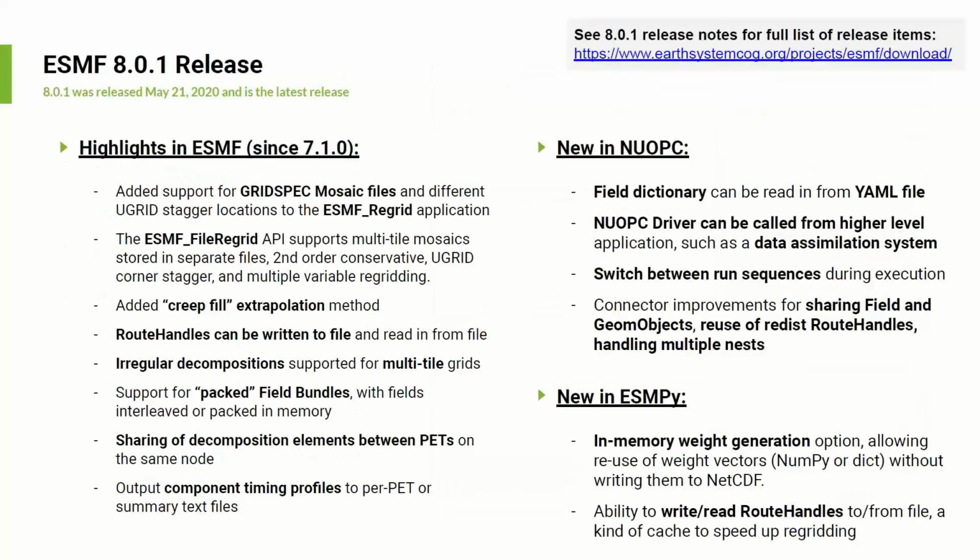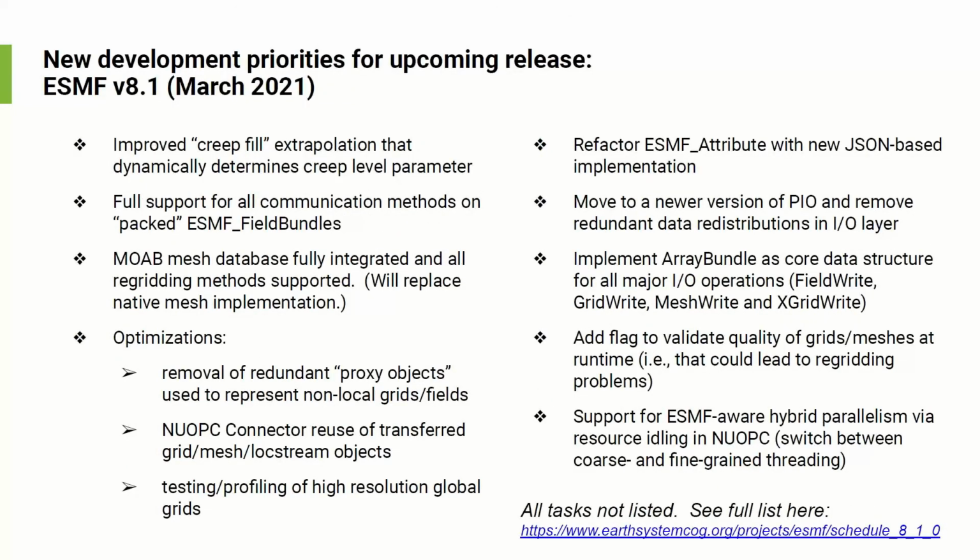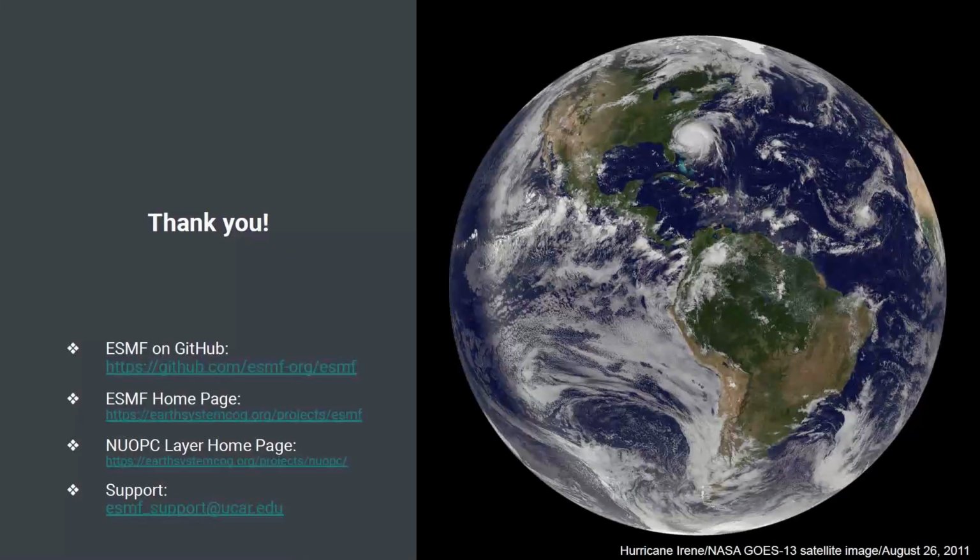Finally, I won't go into this because I know we're short on time, but I wanted to include some of the major items that were part of the last release, 8.0.1, which was released in May of 2020. These are the major development priorities we have for version 8.1, which is expected in March. This is not everything, but these are the major tasks, and the full list is available at the link there. I apologize that I wasn't able, for time's sake, to go into detail on those, but wanted to get those out there to you.